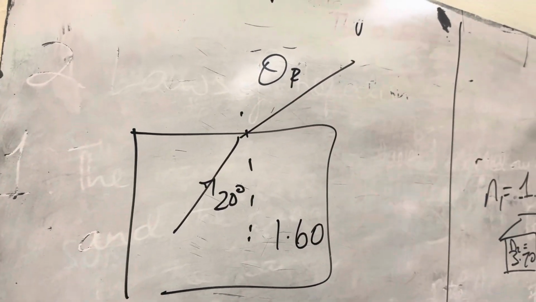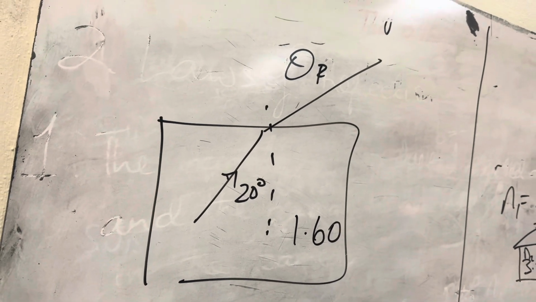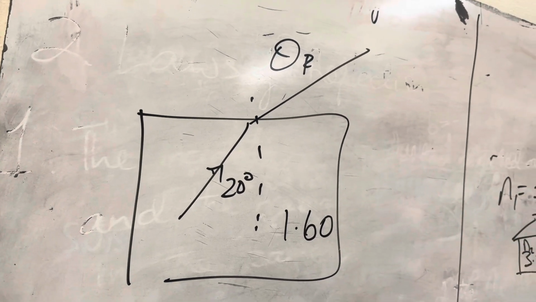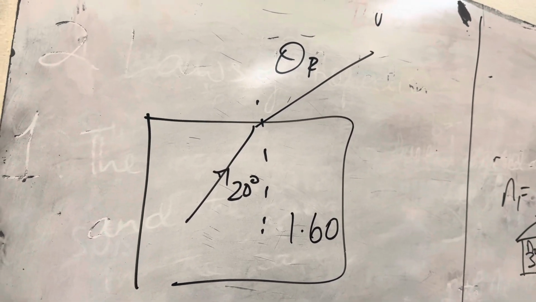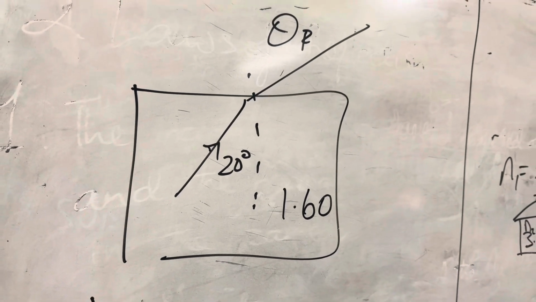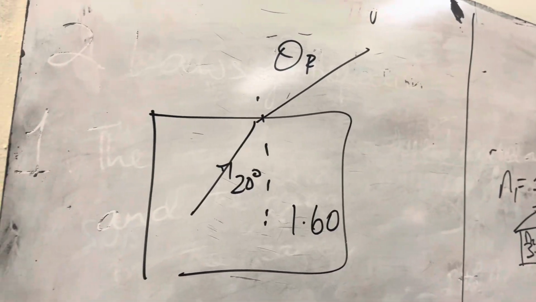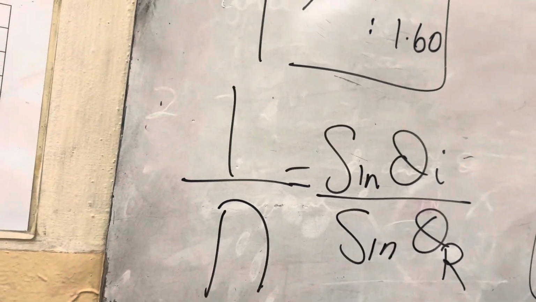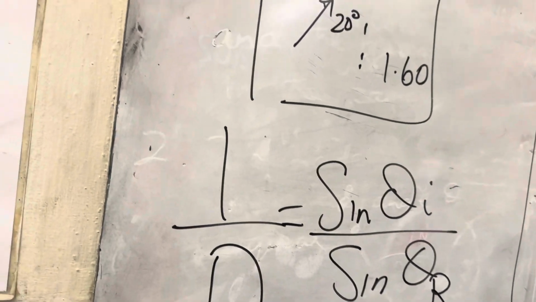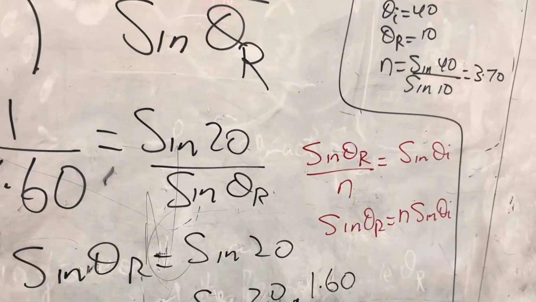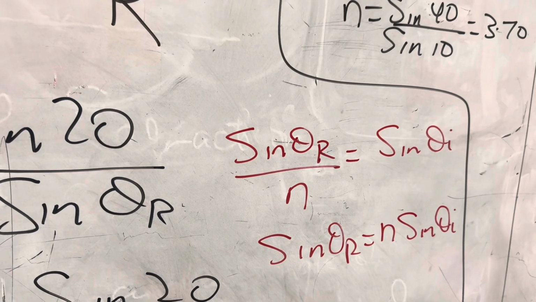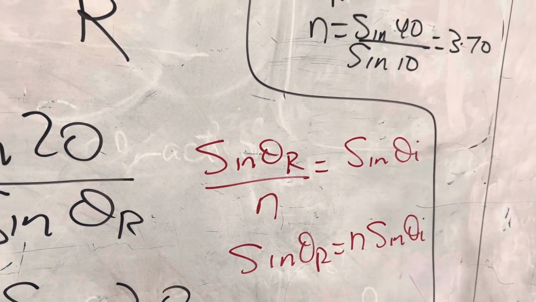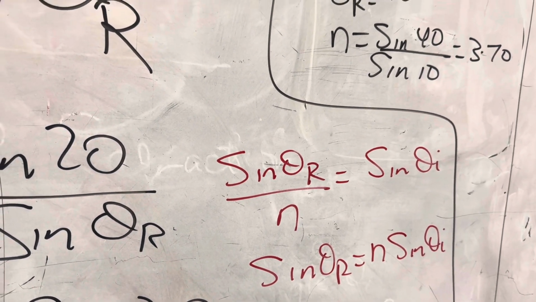Okay? And then, if I come here, I have a wave starting inside of the material and leaving the material. So the material refractive index is 1.60 and the incident angle is 20 degrees. The refracted angle is unknown, so I want to find the refractive angle again. In this case, I start off with this equation, which is different because we started from inside the material. And I can rearrange the equation and carry the sine theta R across.